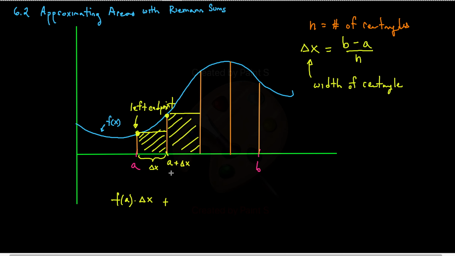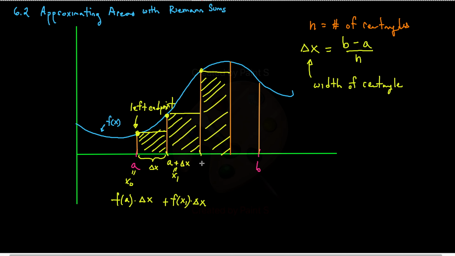For the time being, let's call it x1. Let's call A x0, my starting point. So this is x1, A plus delta x. F of x1 is the height of that rectangle times, again, the width of the rectangle, which is delta x. And I'm using left endpoints here. So the left endpoint, I go to the next one.